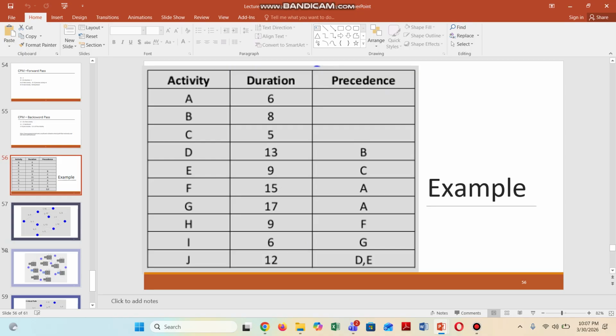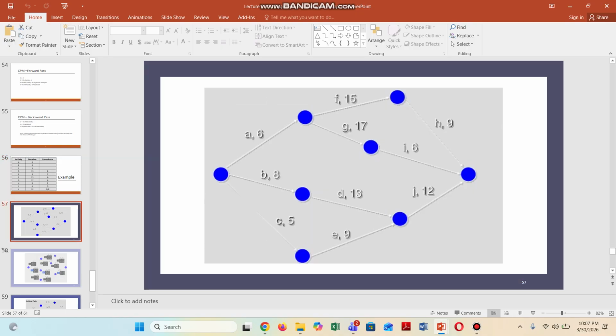So when can F start? F can start when A finishes. Similarly, F has duration 15. So this is a kind of network chart or timeline where you can see how the activities are processing and which are the dependent activities.